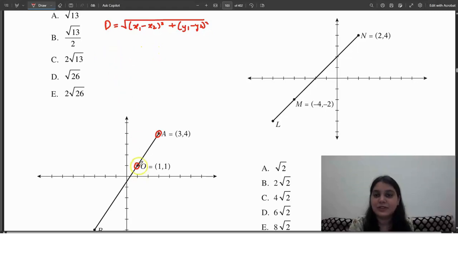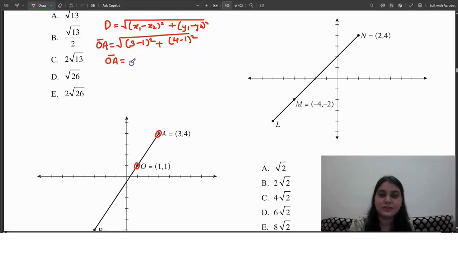Now, for these 2 points, the distance between O and A is going to be under root (3 minus 1) square plus (4 minus 1) square. So, OA is equal to under root, this is 2 square, that is 4, plus 3 square, that is 9. So, this is equal to under root 13.